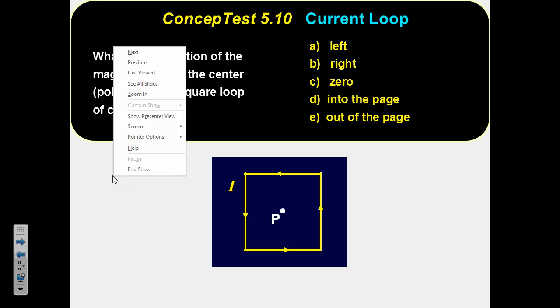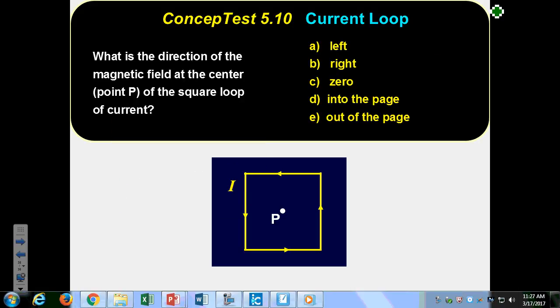And what is the direction of the magnetic field in this square loop? We did this for a round loop, but it's true for square loops or whatever kind of loop you want to do. It's still going to be true.